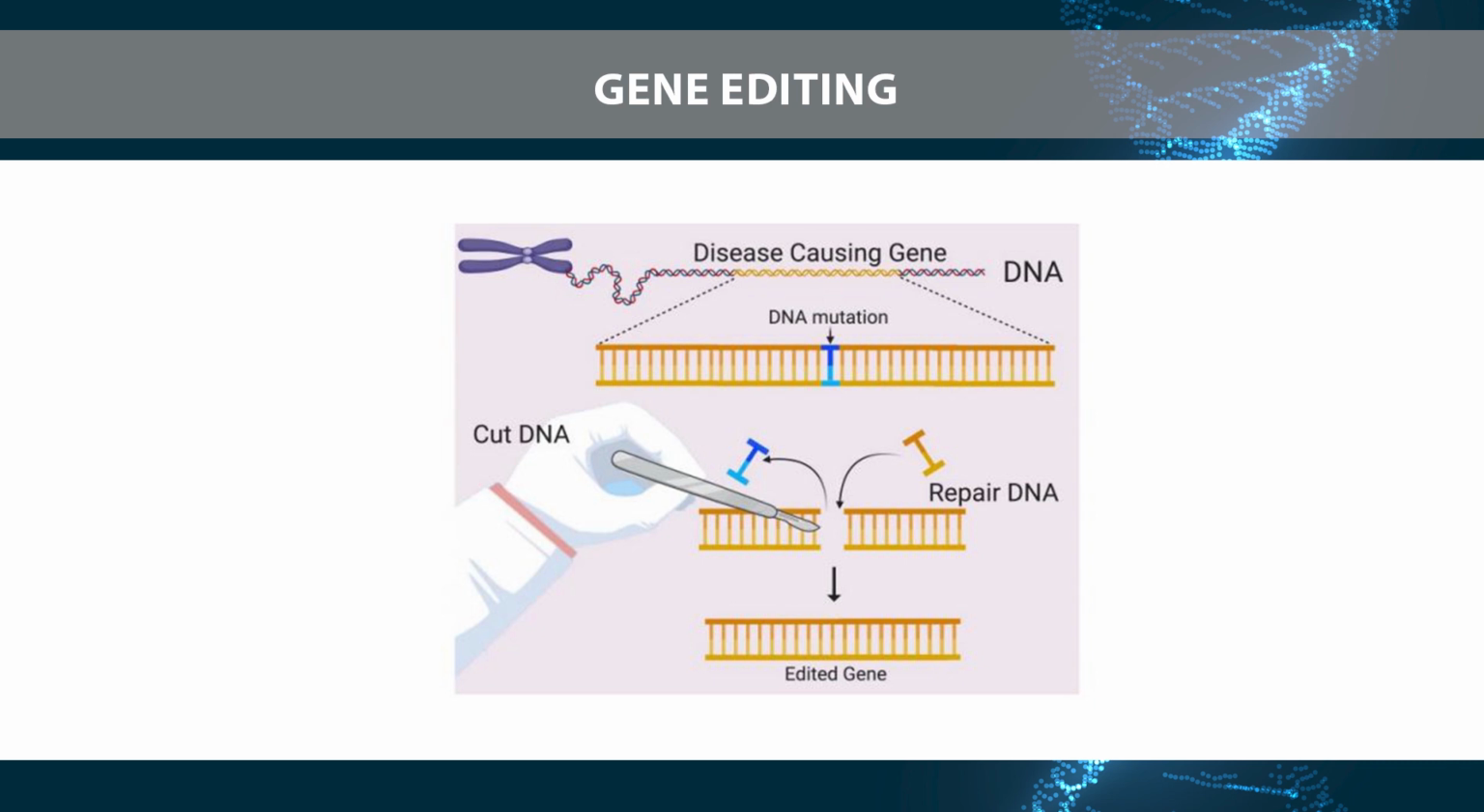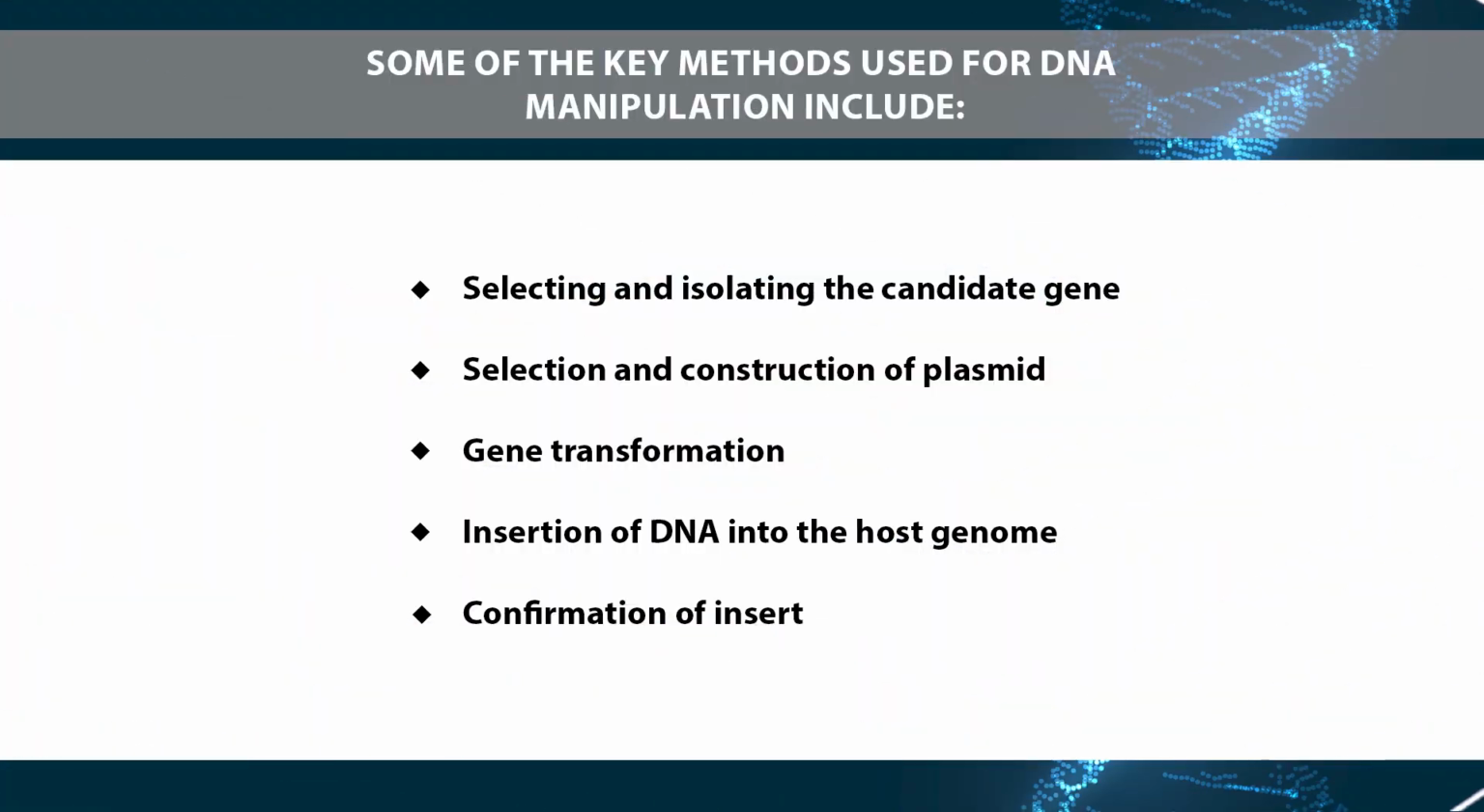The entire process of genetic engineering can be divided into 5 broader steps. The first one is selecting and isolating the candidate gene, the second is selection and construction of a plasmid. The third one is gene transformation. Fourth is insertion of DNA into the host genome, and the last step is confirmation of the insert.